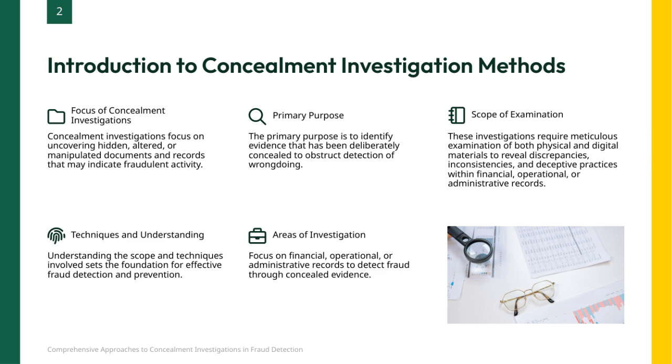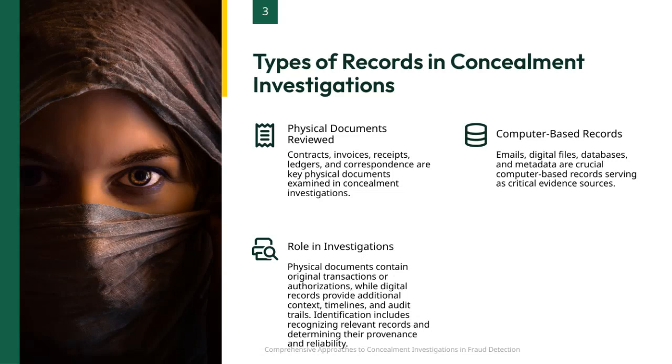When conducting concealment investigations, we focus on two main types of records: physical documents and computer-based records. Physical documents include contracts, invoices, receipts, ledgers, and correspondence. These are essential because they often contain the original details of transactions or authorizations. On the other hand, computer-based records, like emails, digital files, databases, and metadata, play a critical role as well. They offer extra context, help establish timelines, and provide audit trails that can be key to understanding the full picture.